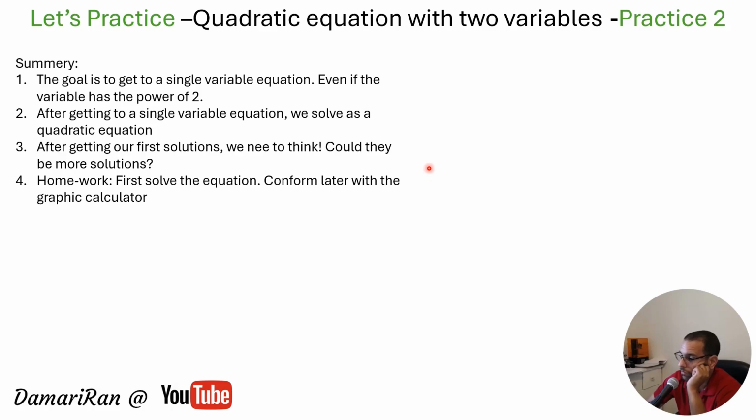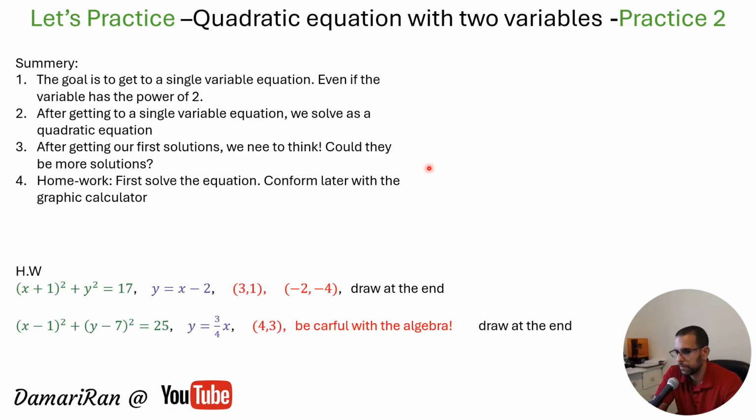Could there be more solutions? We just saw that we got one x, and we could assume that, oh my god, we have just one intersection point, but no, we continued and we saw that the solution path is splitting into 2, and we solved for each path individually. So the homework this time, I want you to first solve the equations, and only after that I want you to confirm your solutions and see the drawing.